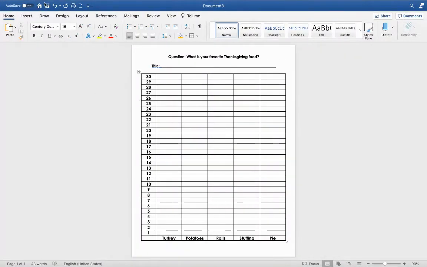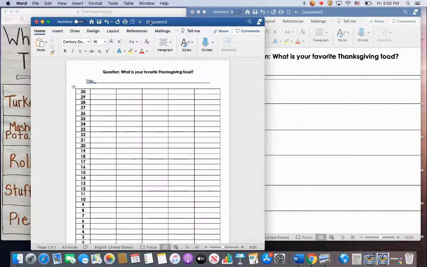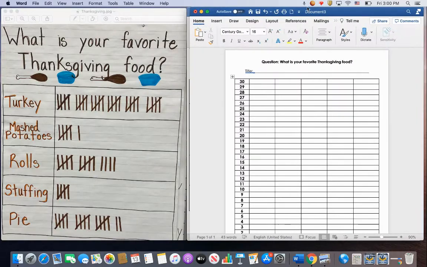Then for your bar graph, I'm going to make this small too. You're going to take this same information.